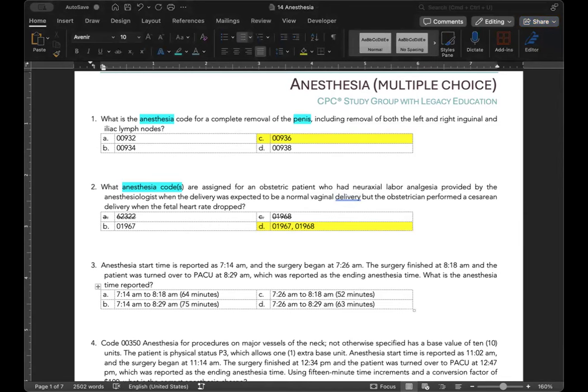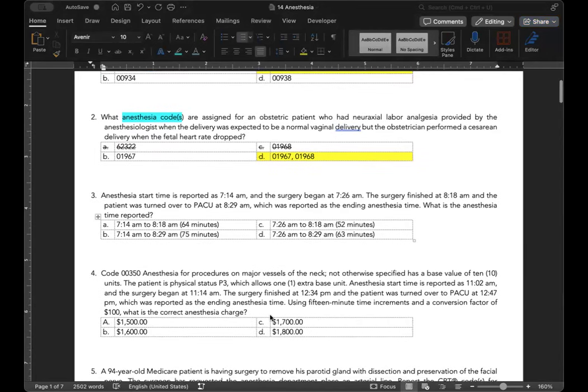Choosing the anesthesia code is usually the most simple part of it. The next question that we have is going to go over start and stop times. So that's where it can get a little confusing. If we remember from our anesthesia guidelines, our start time is not necessarily when the surgery started, but it is when the care of that patient actually goes underneath the anesthesiologist. So typically it's going to be when they are wheeled into the operating room and they start to go under anesthesia and get hooked up.